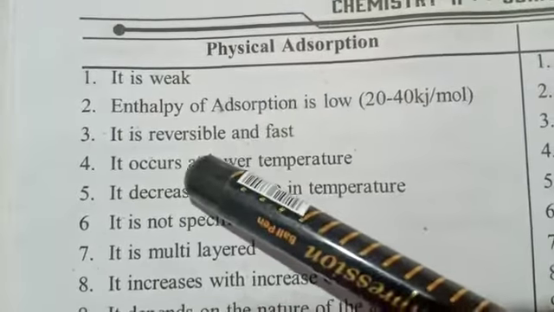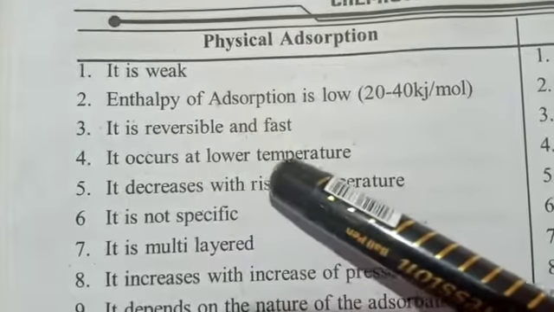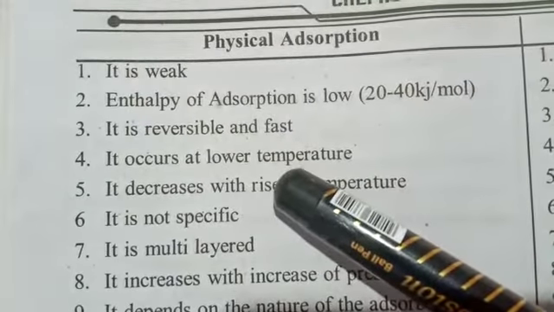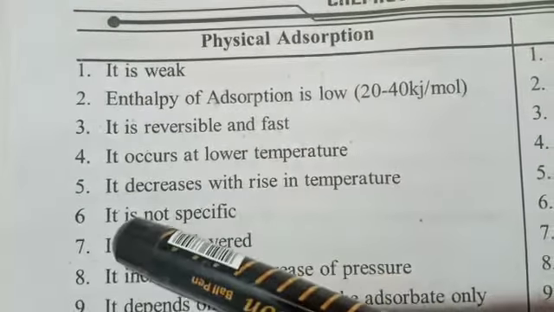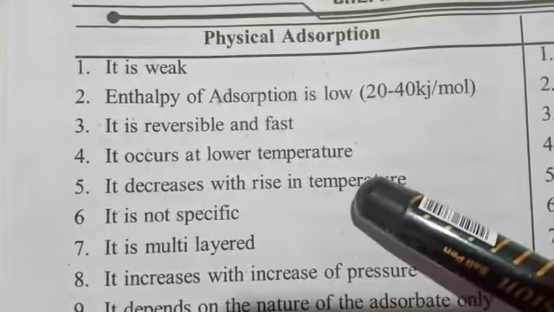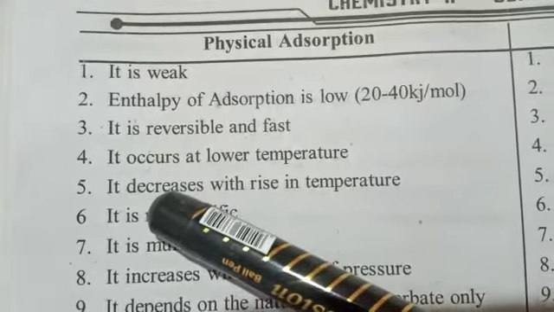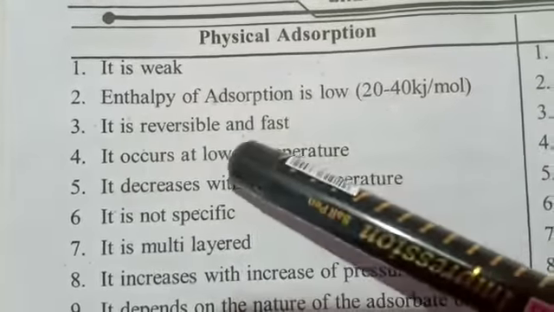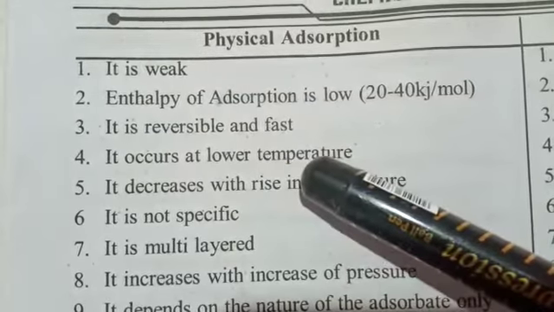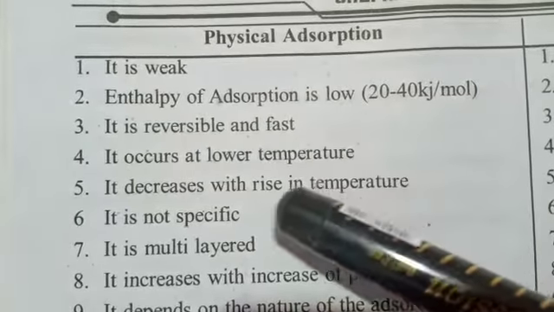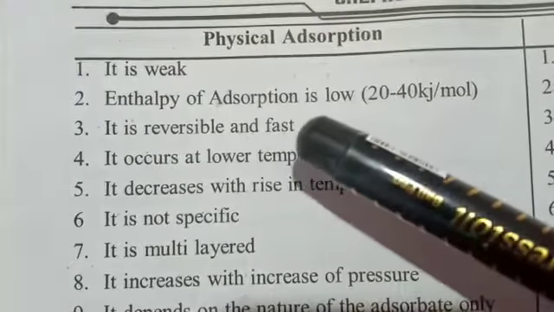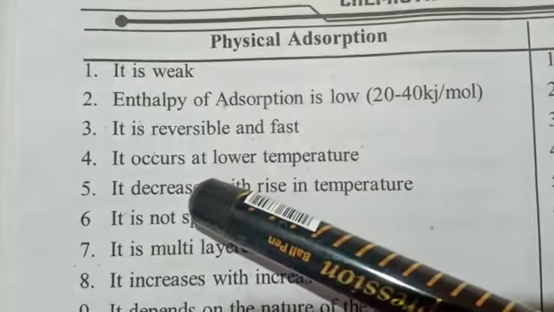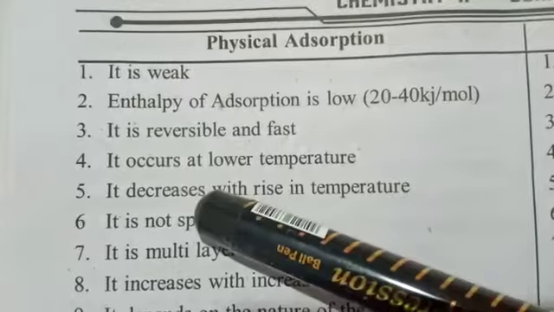Is it clear? Now move to the next point. It occurs at lower temperature. For physical adsorption, low temperatures are the favorable conditions. Now coming to the next point, it decreases with a rise in temperature. As we learned, low temperatures are favorable, so as the temperature is low, physical adsorption is more. If the temperature increases, then the physical adsorption decreases. Is it clear?